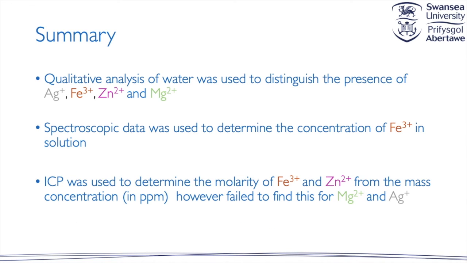In summary, qualitative analysis of water was used to distinguish the presence of silver, iron, zinc, and magnesium ions. Spectroscopic data was used to determine the concentration of iron ions in the water, and ICP was used to determine the molarity of iron and zinc from the mass concentrations, however failed to find this for magnesium and silver ions present.